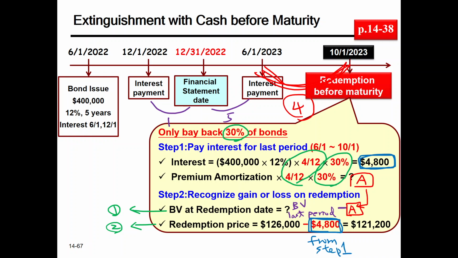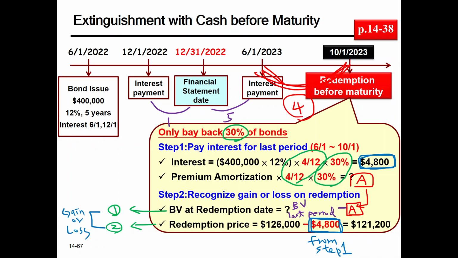So I know the first number, I know the second number. Based on the first number and second number, could you find out whether this is your gain or loss? So based on these two numbers, I will find out this is my gain or loss. Okay, any questions?